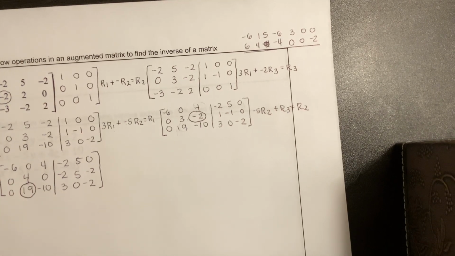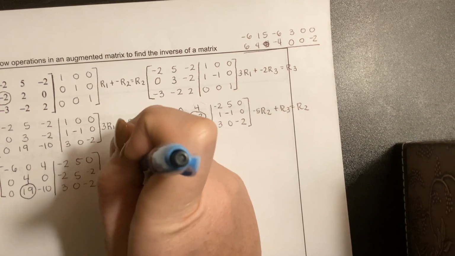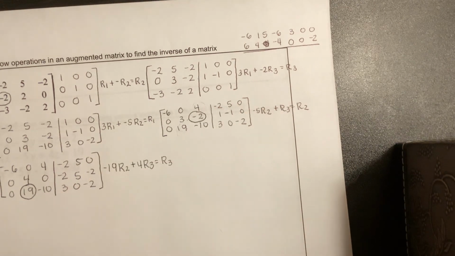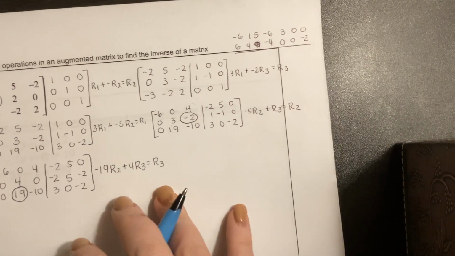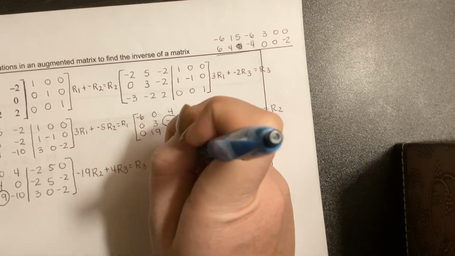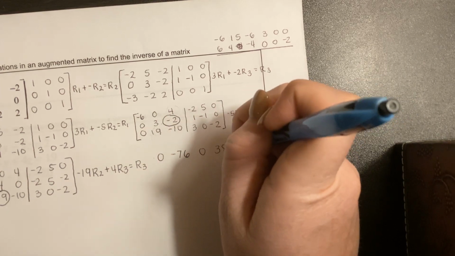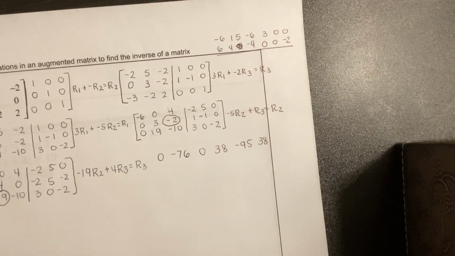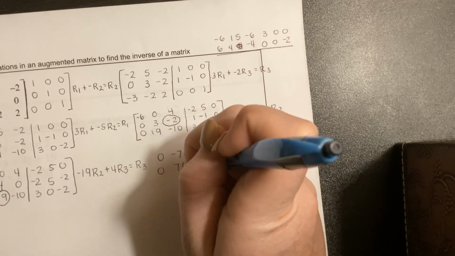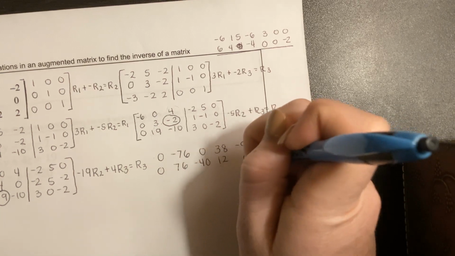So this is where the numbers are going to get absolutely ridiculous. So we're going to do -19 times R2 plus 4 times R3 to give us our new R3. These numbers are bad, so I'm going to write what they are up here so you guys can see them. When I do -19 times R2, I'm going to get 0, -76, 0, 38, -95, and 38 again. When I multiply 4 times R3, I'm going to get 0, 76, -40, +12, 0, and -8.